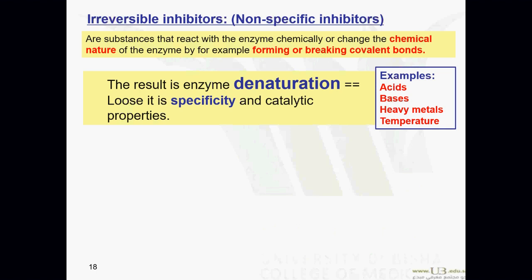Any of these factors can lead to denaturation by breaking covalent bonds in the enzyme, either at the active site or in other part of the enzyme, or changing the whole nature of the enzyme from the normal three-dimensional structure to be a denatured protein enzyme and to lose its specificity for binding to the substrate.